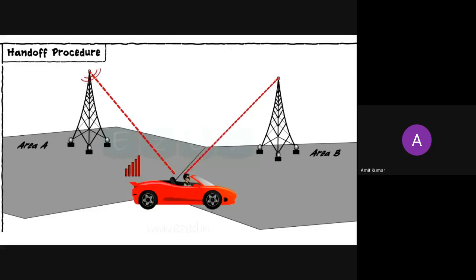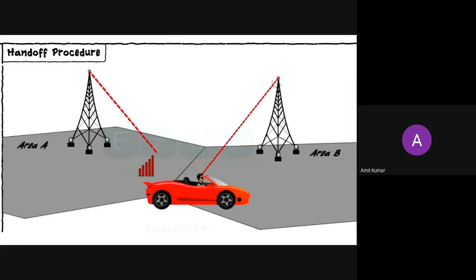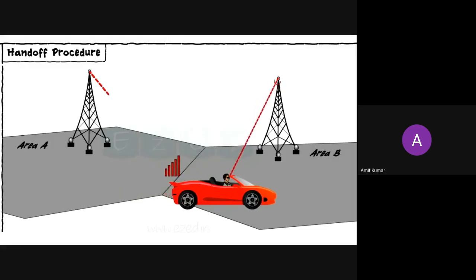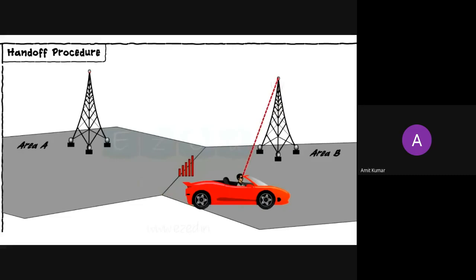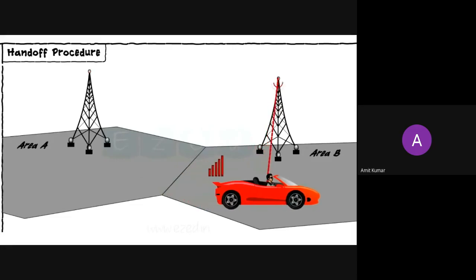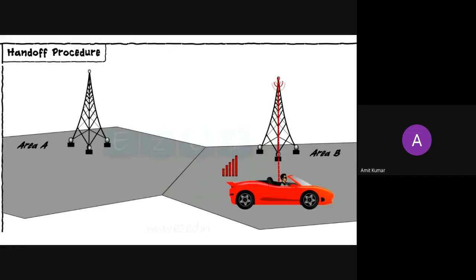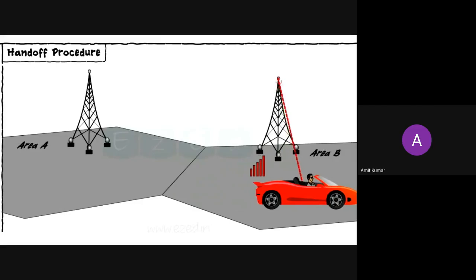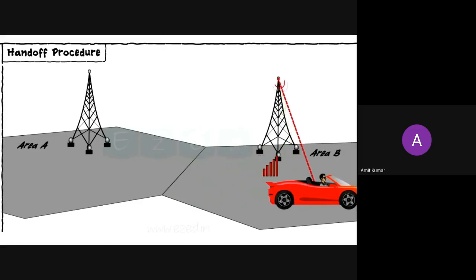As user X crosses the border and enters cell B, area B, the strength of base station A very rapidly decreases, and the strength of base station B rapidly increases. In short, the device receives the network signal from base station B. But during this procedure, the call is still on.